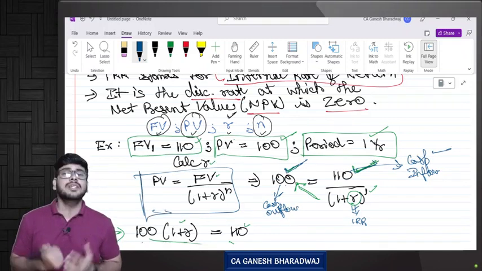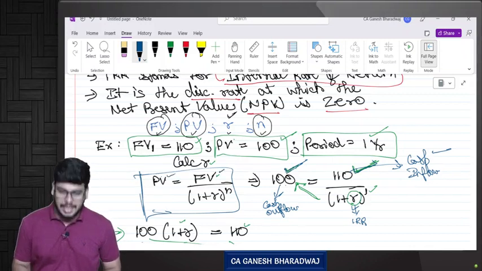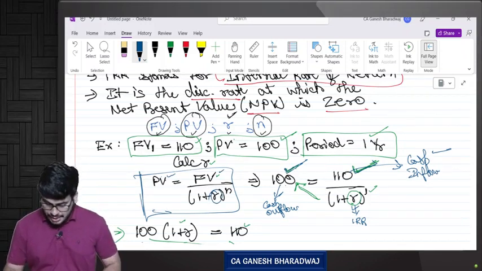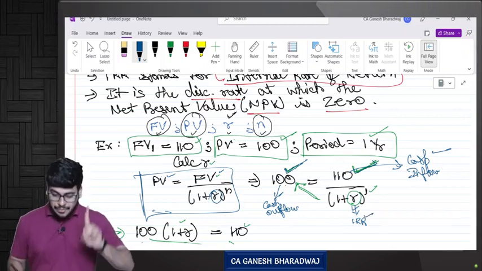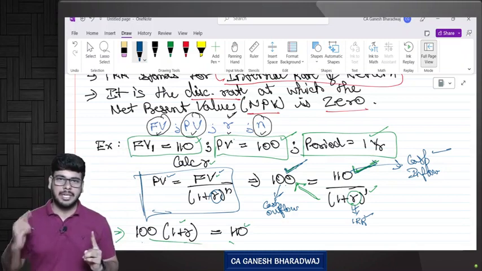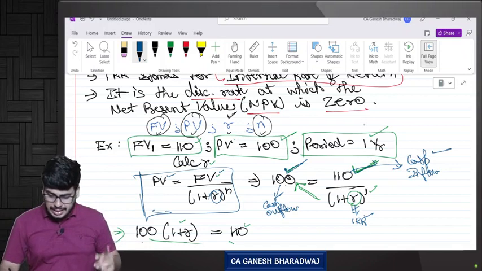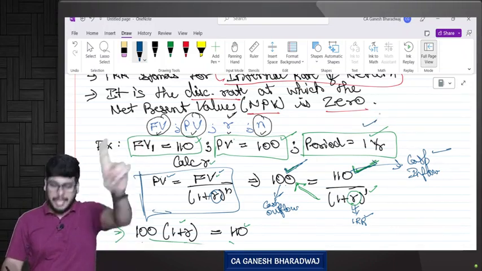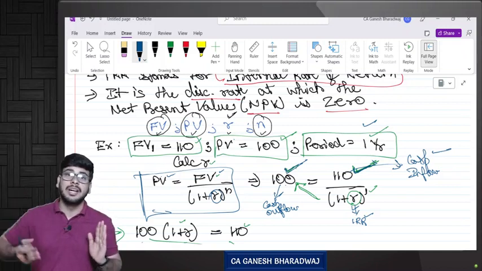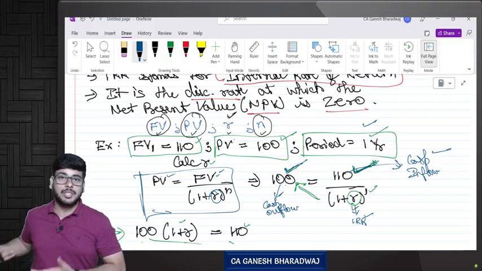This formula, what does it mean? Technically speaking, when the other data is given, you need to calculate R. Correct or not? In other words, IRR is the rate at which my present value of cash inflow is equal to my present value of cash outflow. Agreeing with me or not? This was very simple, since in this case there was only one cash flow, only 110, a single cash inflow, correct? When there are multiple cash flows, how do you calculate IRR? That's what we are going to do right now.